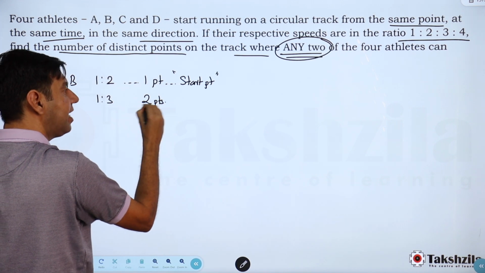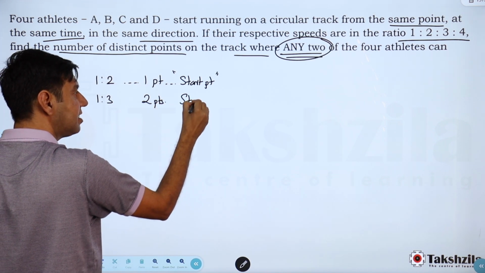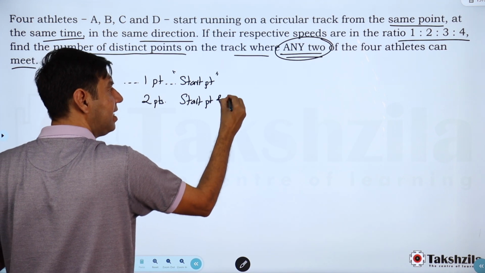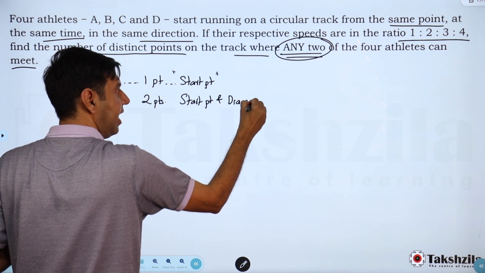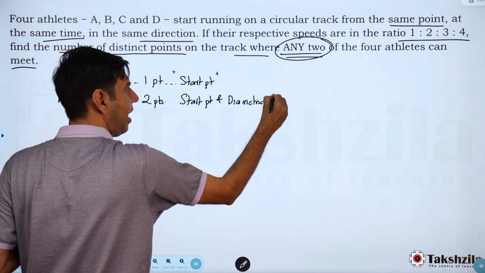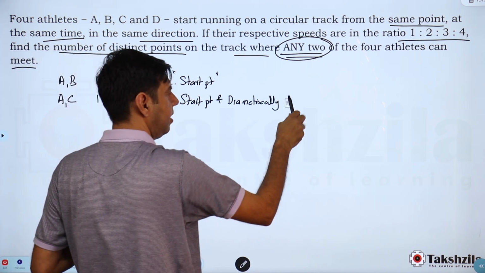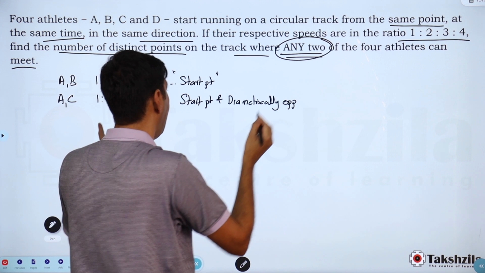So they are going to meet at 2 points. Here 1 is the start point. And the diametrically opposite point, the half. I'll plot it down later on. I'm just writing here opposite. So that is 2 halves.